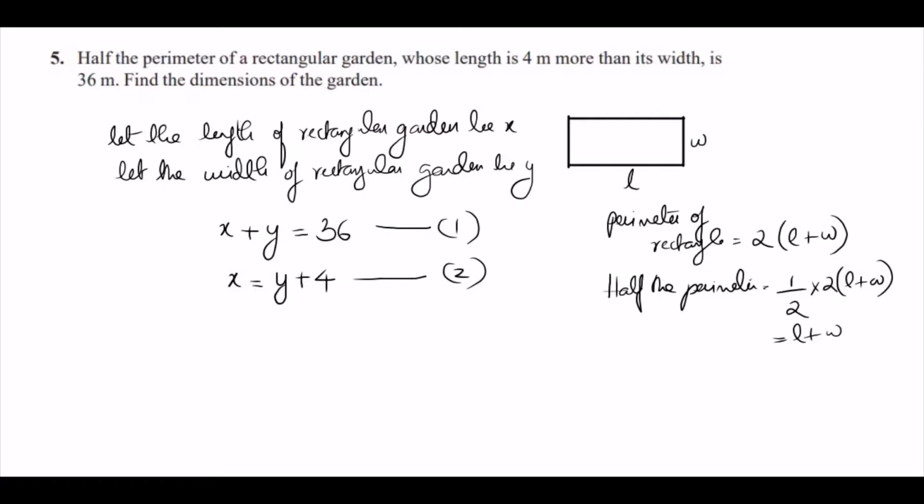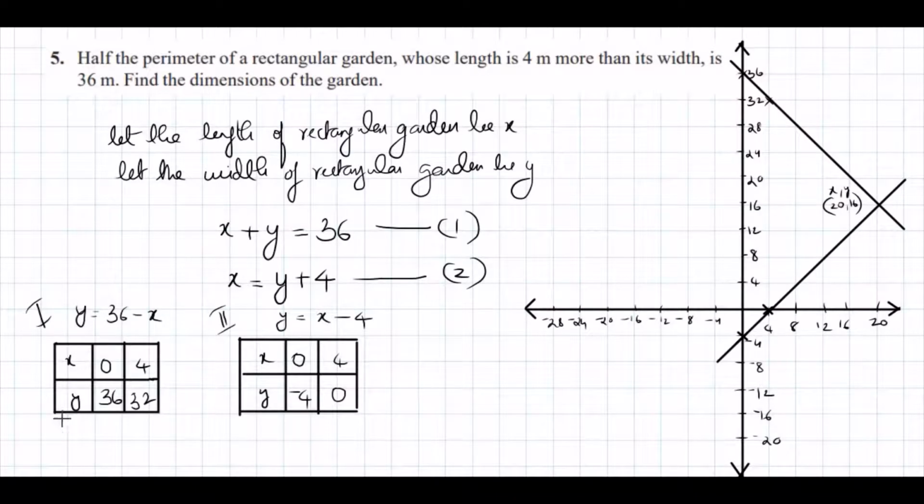So draw the solution tables. So here the solution table for the first equation is this and the solution table for the second equation is this. When you write first equation in terms of y, you get 36 minus x. And for the x and y values, y value is 36 when x is 0. And when x is 4, 36 minus 4 is 32. So these are the 2 solutions that I have taken for the first equation. And for the second equation, when you write y in terms of x, you get y is x minus 4. So when x is taken as 0, y value is minus 4. And when x is 4, y value is 0.